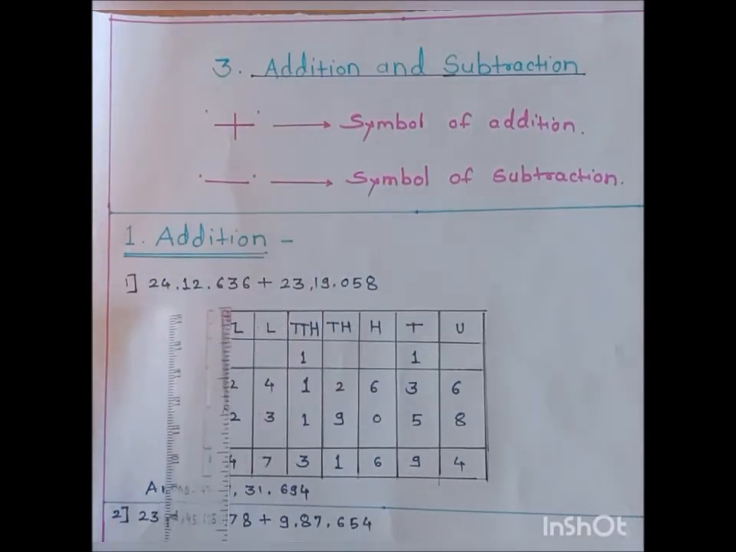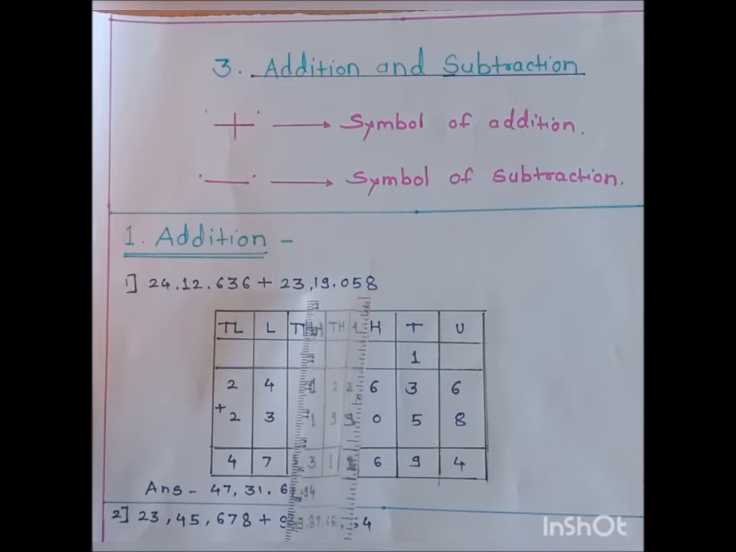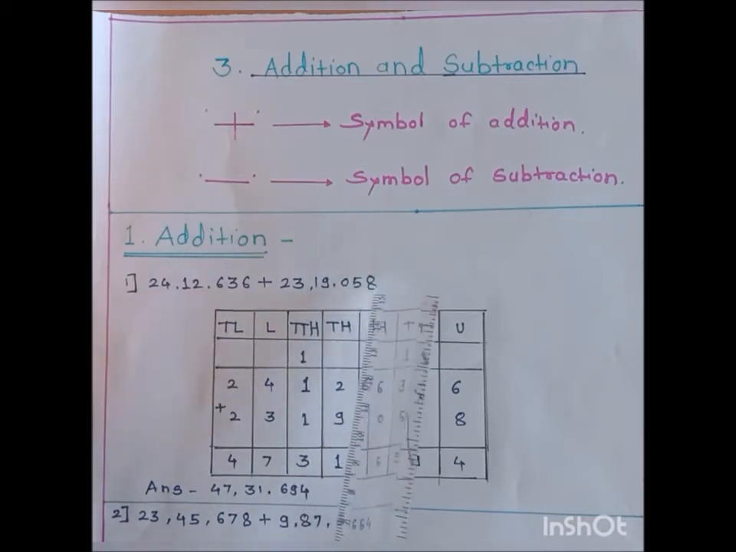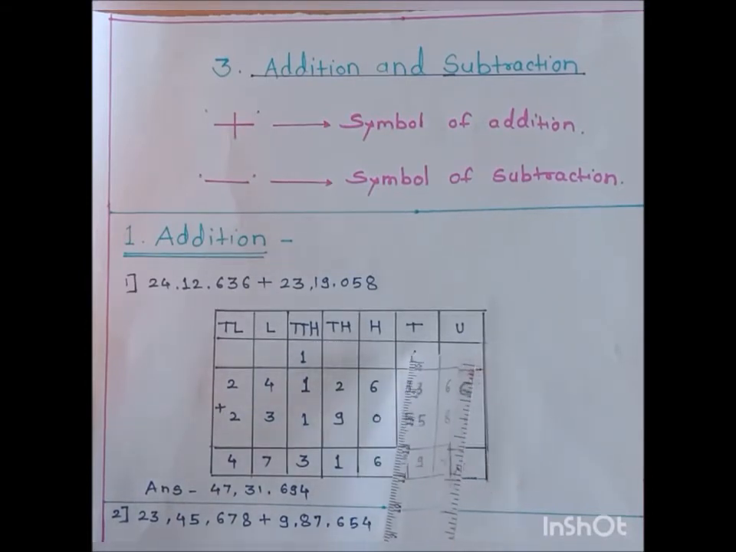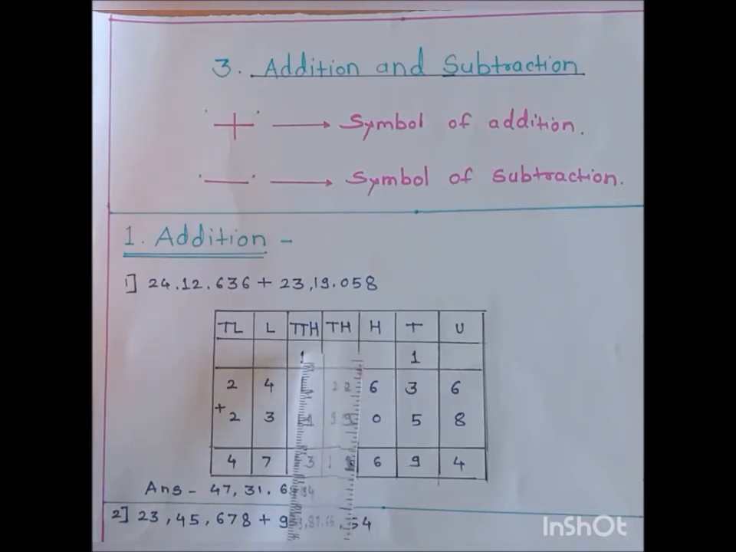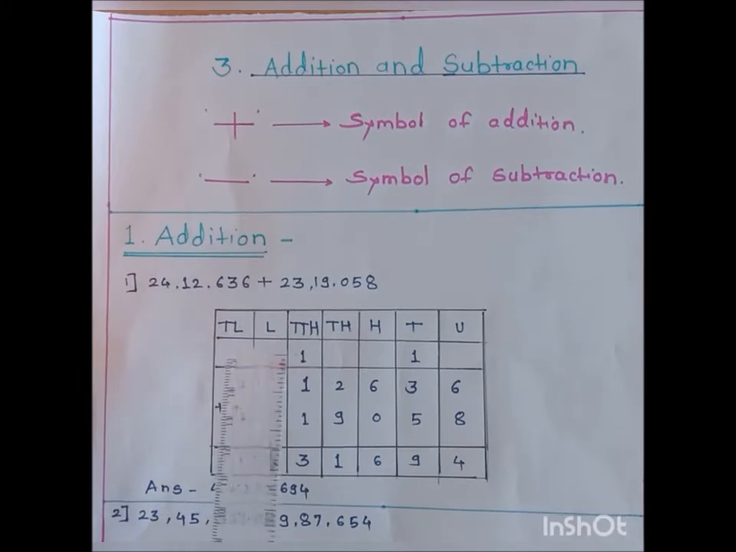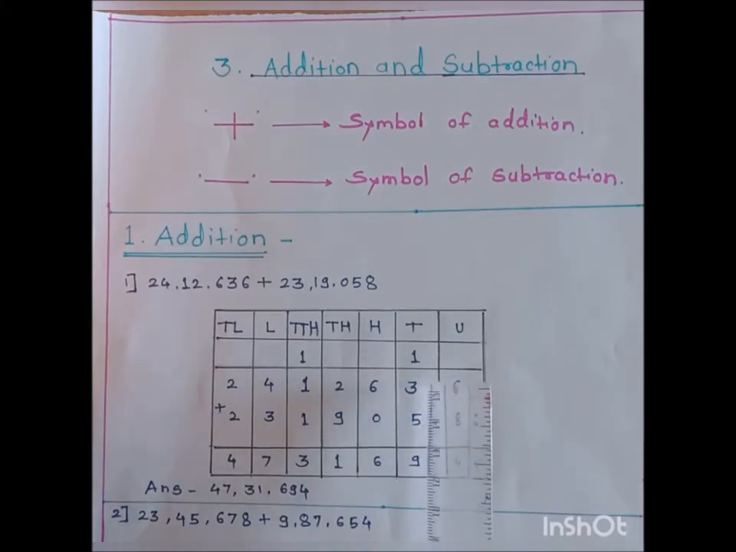Let's see some examples of addition. First one, 24,12,636 plus second number 23,19,058. First, we have to draw the place value chart, that is ones, tens, hundreds, thousands, ten thousands, lakh and ten lakh. Let us add the digits of unit place, that is 6 plus 8 is equal to 14. Now add the digits of tens place, carry 1 to the tens place, 3 plus 5 is equal to 8, and carry 1 is equal to 9.